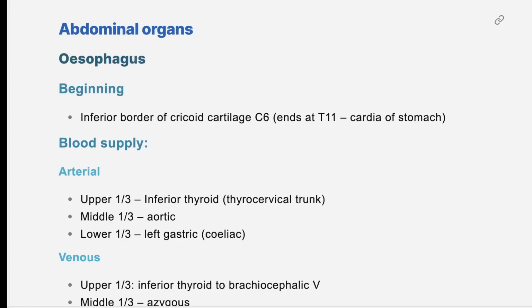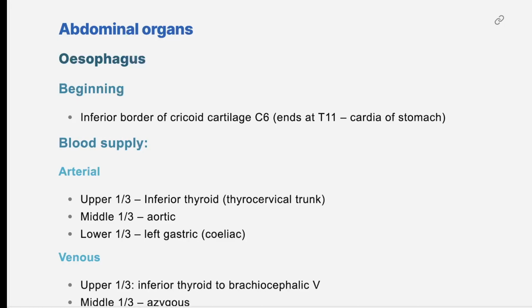The blood supply, arterial and venous, and we need to mention the lymphatic drainage as well. The arterial blood supply, we're going to classify this into upper third, middle third, and lower third. The upper third is from the inferior thyroid artery, the middle third from the aortic branches, and the lower third will be from the left gastric branch of the celiac trunk.